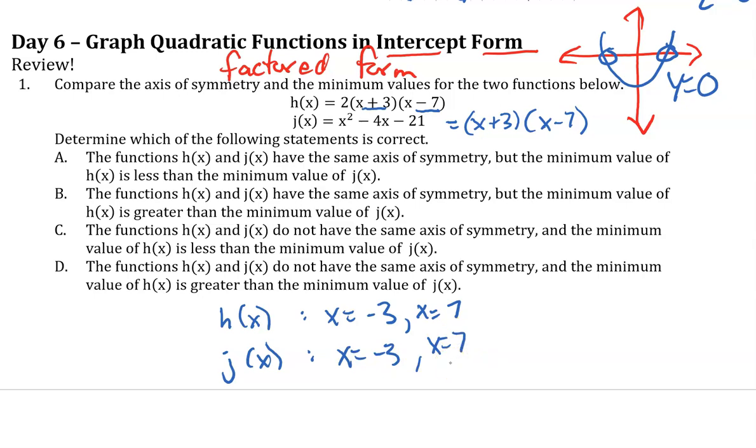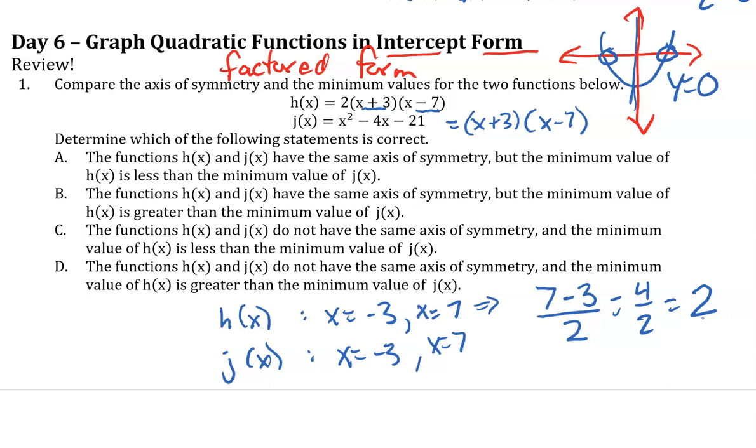To find our axis of symmetry, we'll try to find the place exactly between our two zeros, wherever that may be. It doesn't have to be the origin. This one that I showed as an example, it is. But here, what we're going to do is take the average of our two zeros. So 7 minus 3 divided by 2, that's 4 over 2. So our axis of symmetry is at 2.